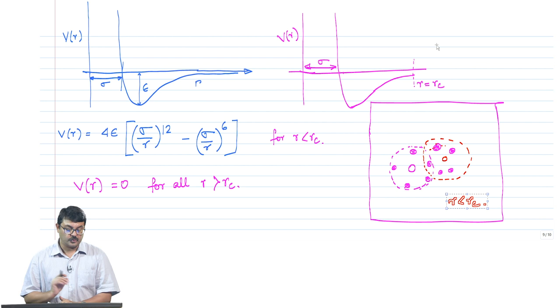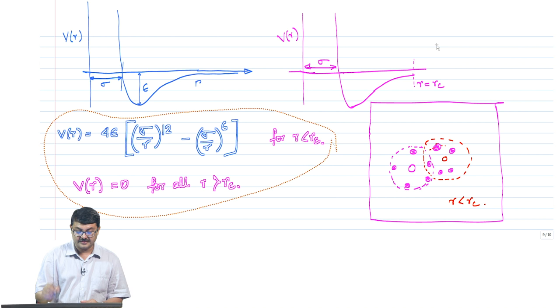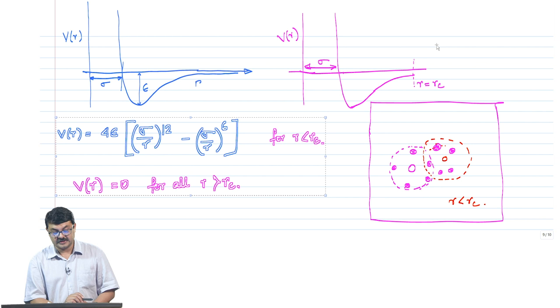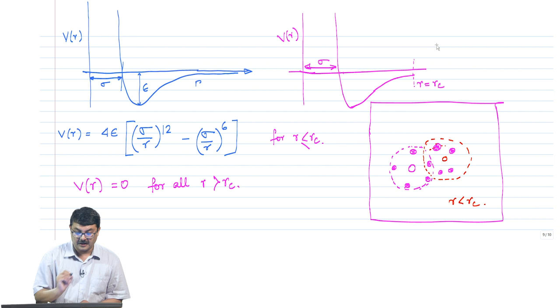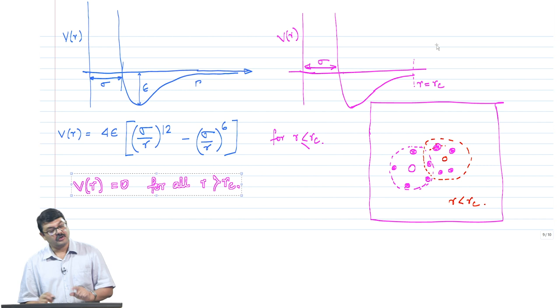Right. So basically the expression for the Lennard-Jones interaction gets modified to this: V of R is the standard Lennard-Jones term for R less than or equal to RC, and V of R equals 0 for all R greater than RC, where R is the distance between the centers of two particles.